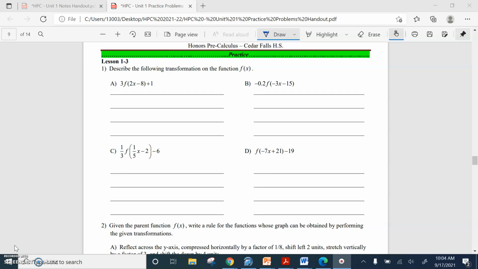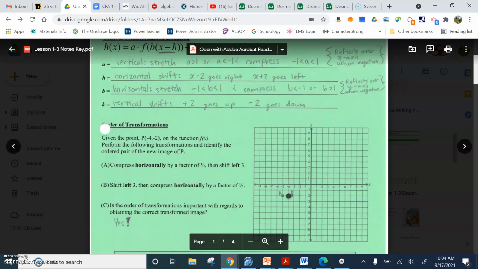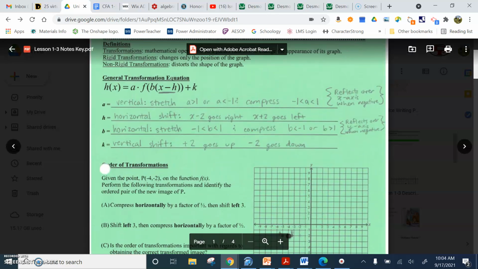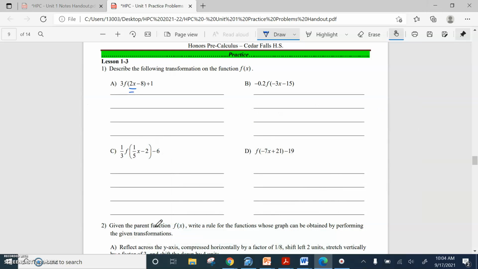So to get started, the first thing we need to do with any of these problems is check to make sure that we have our x by itself, I guess is the best way to describe that. So what I mean is, right here, we have 2x minus 8. If you look at our original function that we really need to focus on, it's got a b out front, but then x is by itself inside that inner-most parentheses. So we don't quite have that yet, so we need to fix that.